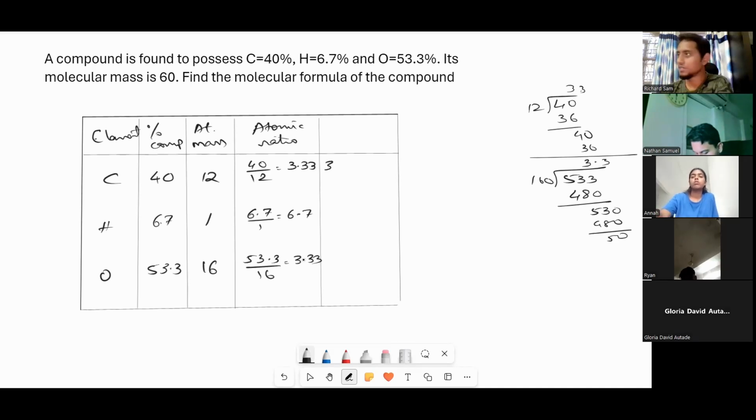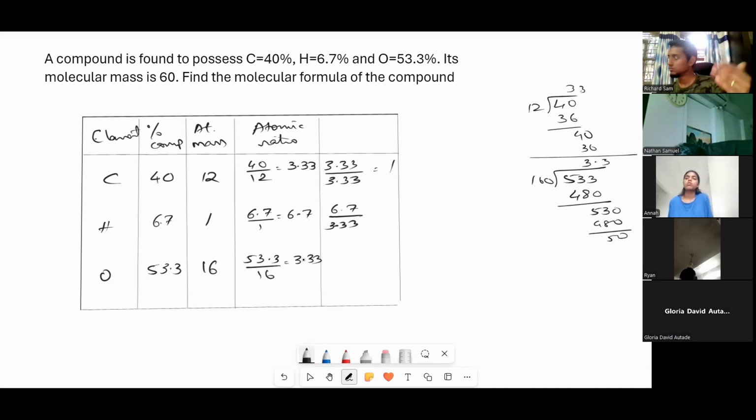Which is the smallest out of these 3? The smallest number is 3.33. So divide each of them by 3.33. So 3.33 divided by 3.33, we're getting 1. Next, 6.7 divided by 3.33. Don't go with exact values, you will get decimal numbers. But double of 3.33 is 6.66. That is very close to 6.7. So we're rounding it off and taking it as 2.